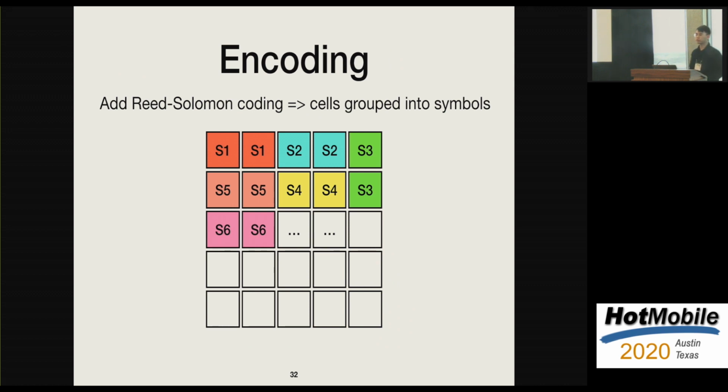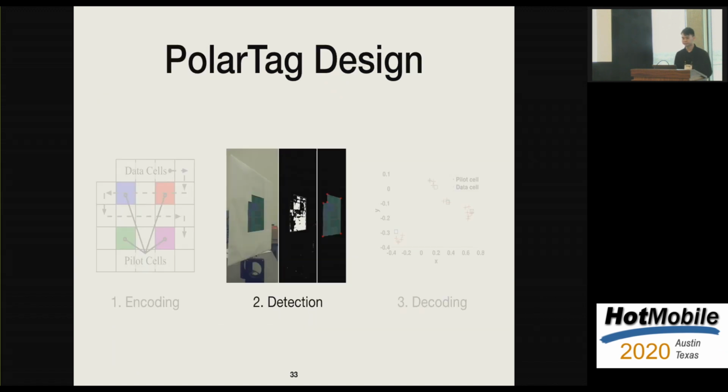To further improve the encoding robustness, we add redundancies to our encoding by applying Reed-Solomon coding. With RS coding, we group cells into blocks. Each block is an RS symbol. By processing each block, we can correct a certain number of errors and recover the original data.